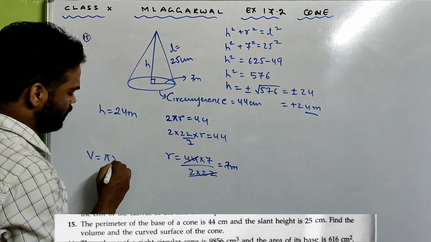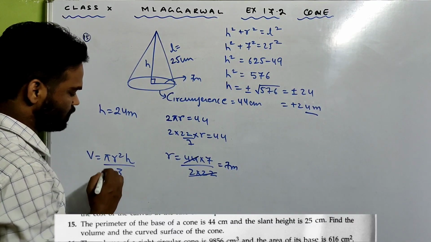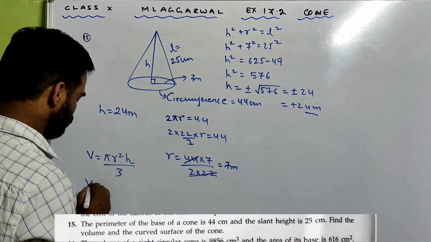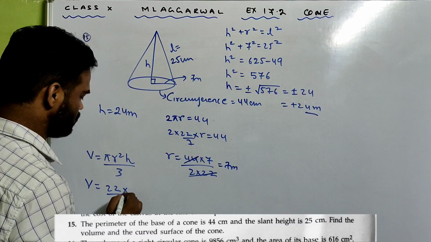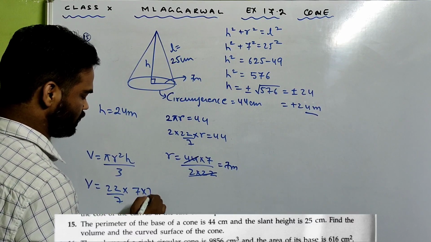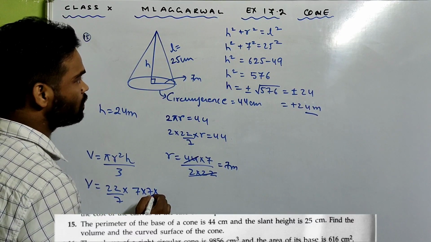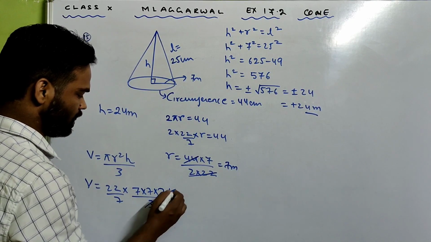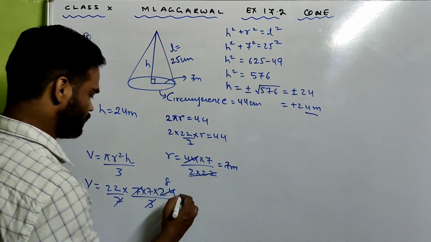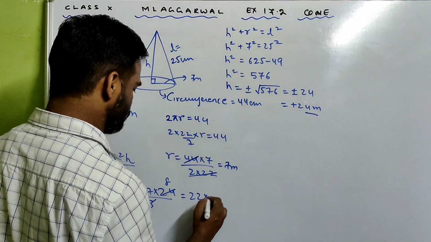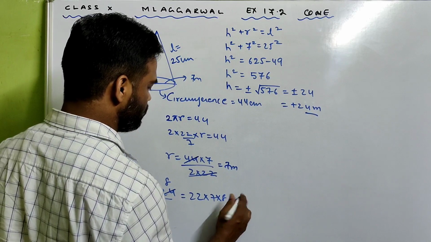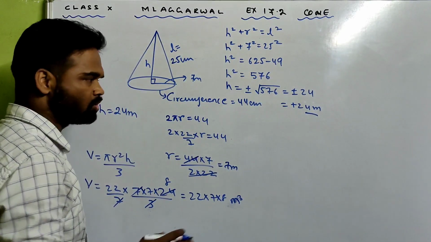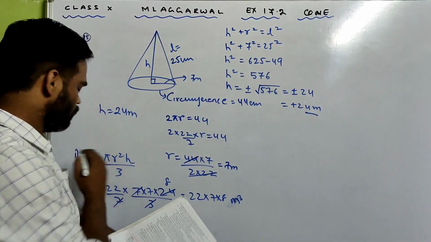Volume is 1/3 pi r square h. So volume will be 22 by 7, r is what? 7 square, 7 into 7. Height is 24 by 3. 3 8 times, 7 7 cancels. So that's 22 multiplied by 7 into 8 meter cube. Okay, you solve it. This is your volume.